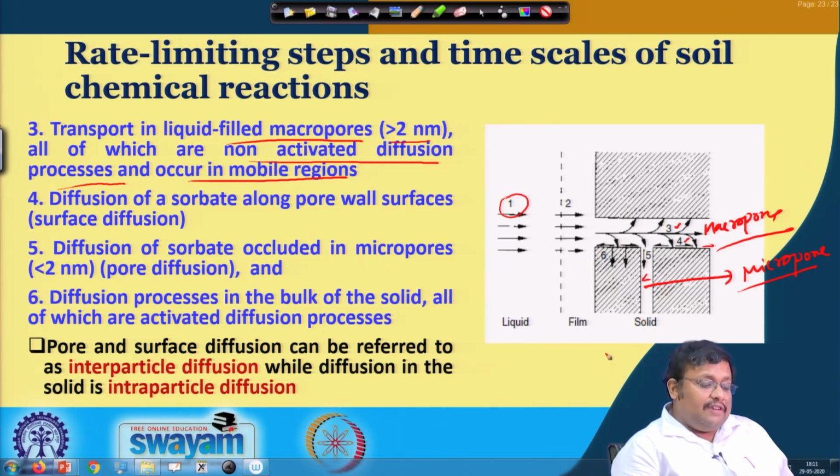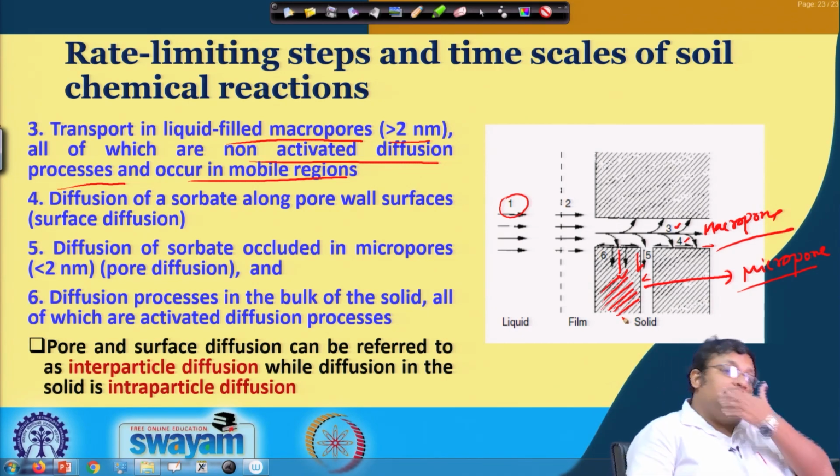And the sixth one, the final one, is diffusion process in the bulk of the solid, all of which are activated diffusion processes. Now, you see here, this is the solid phase. If the diffusion occurs inside the solid, it is called the diffusion inside. So, it is an activated diffusion process. You need to put some energy to make it happen. So, this is an activated diffusion process in the bulk of the solid, which is another important transportation process in the soil.